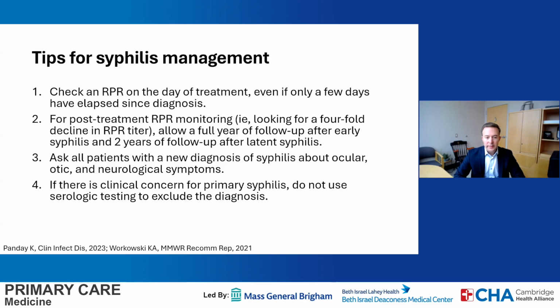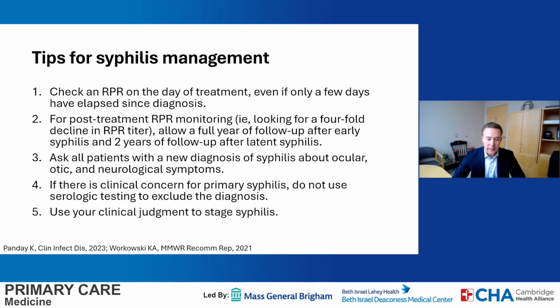And then finally, if there is a clinical concern for primary syphilis, so say someone comes in with a genital chancre, do not use serologic testing to exclude the diagnosis. 30% of people who have a chancre are seronegative because they haven't yet mounted that serologic response, even though they have syphilis. And so if someone comes in with a chancre, we treat them. We do send off the serologic testing, but we don't wait to see what it shows, and then if it's negative, not treat that individual.